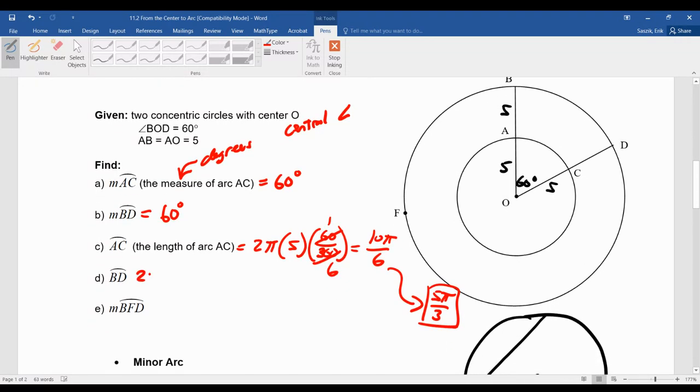BD is going to be the same thing. 2 pi r here, of course, is 10. It's still times 1/6, and you end up getting 10 pi over 3.